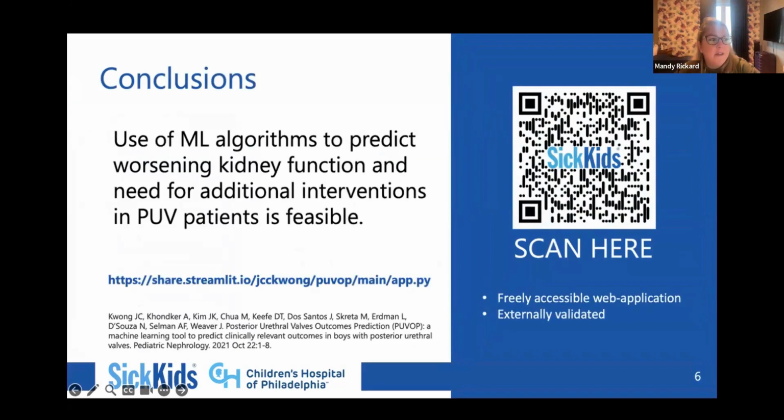And so we found that using machine learning for predicting these outcomes is feasible. This QR code takes you to this app where you can obtain individualized predictions for your own posterior urethral valves patients with readily available clinical characteristics that you can get from the patient chart or at each clinic visit when they come and see you.